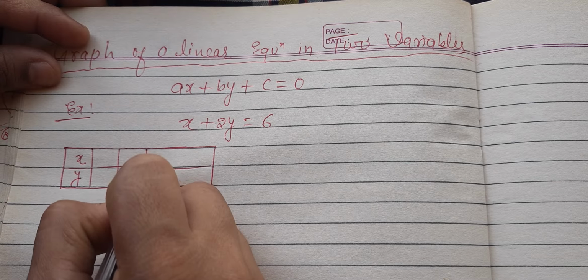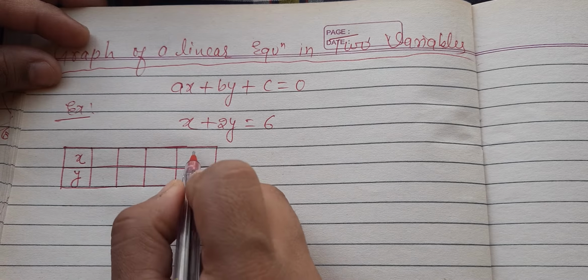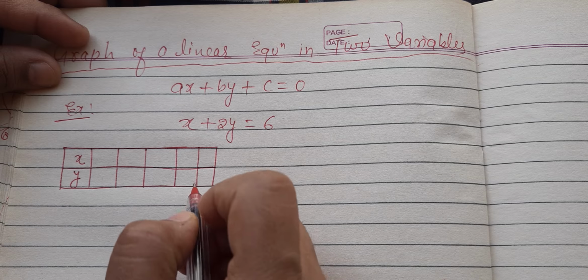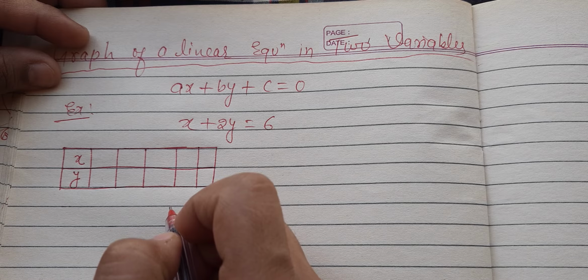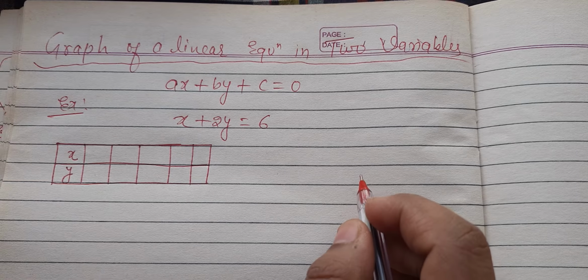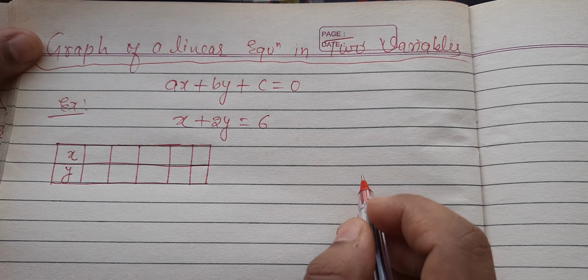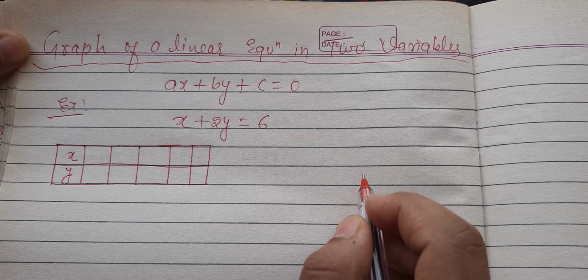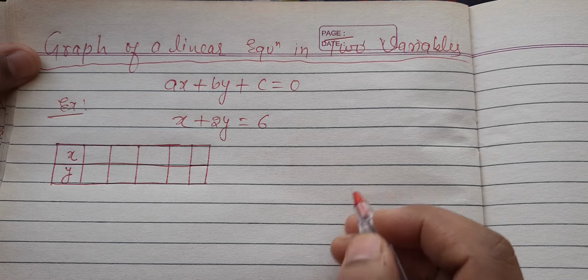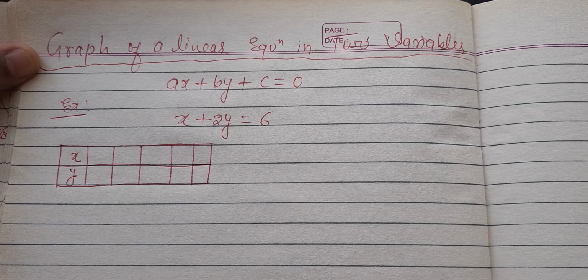So at least 3 values we will find, but since we are doing it for the first time, we'll find 4 or 5 values. The easiest way, as we have seen earlier, is that first we'll put x equals to 0 and find the value of y, and then we'll put y equals to 0 and find the value of x.